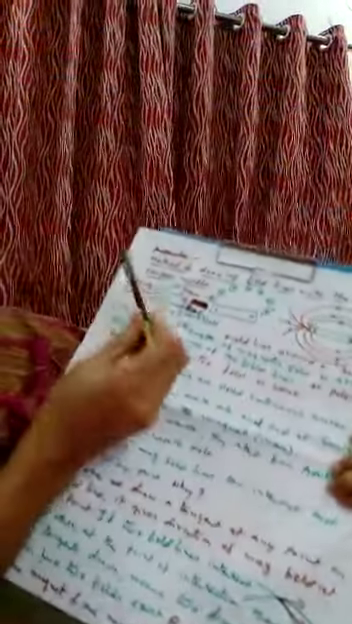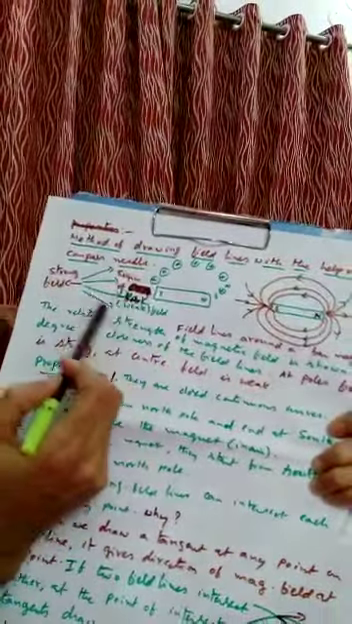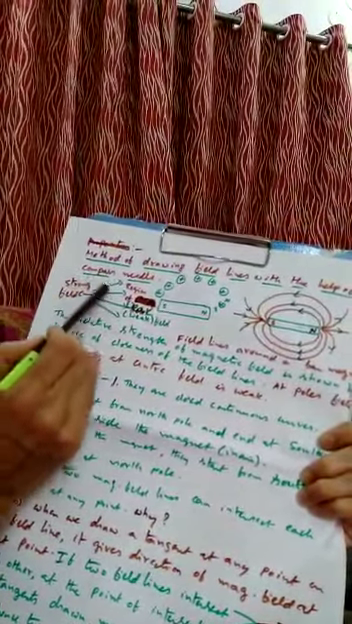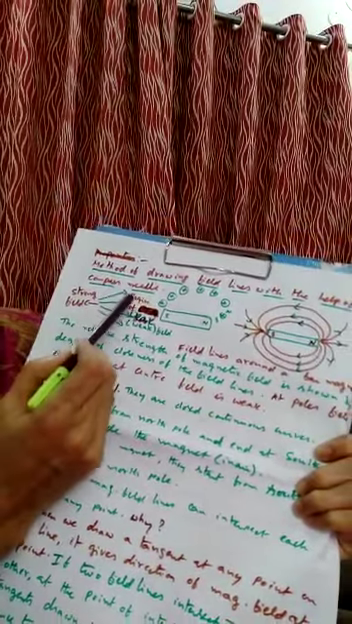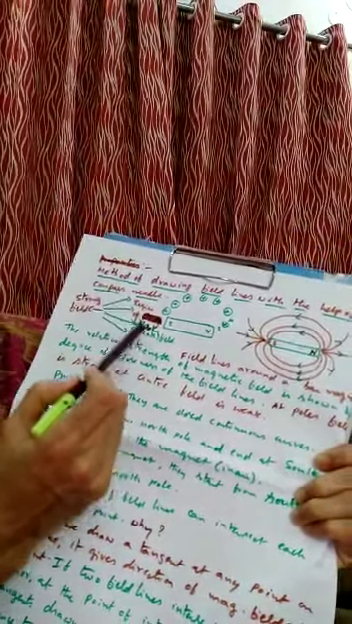Now, where is the magnetic field strong? If the field lines are very close to each other, at that point the field is strong. If the field lines are very far away from each other, in that region the field is weak. I will show you a strong field and a weak field. Suppose these are the magnetic field lines. Here the field lines are crowded; crowded means a strong magnetic field. Here the field lines are very far away from each other; this is the weak field.